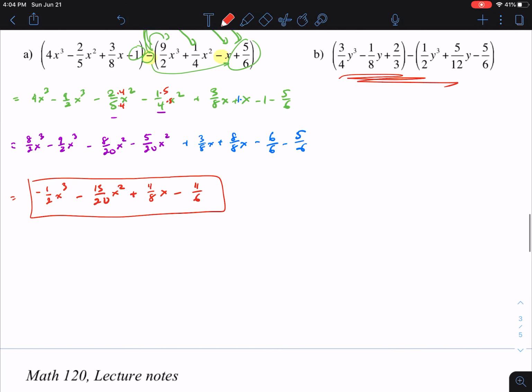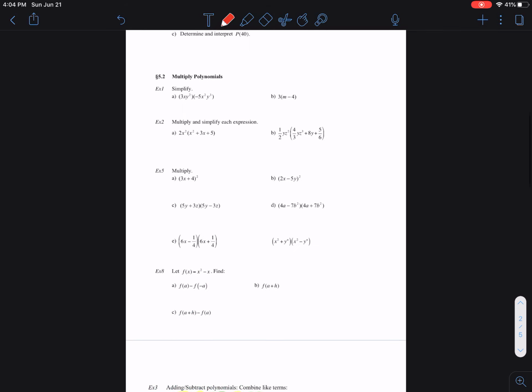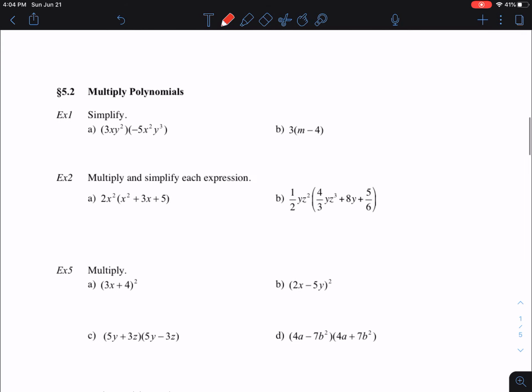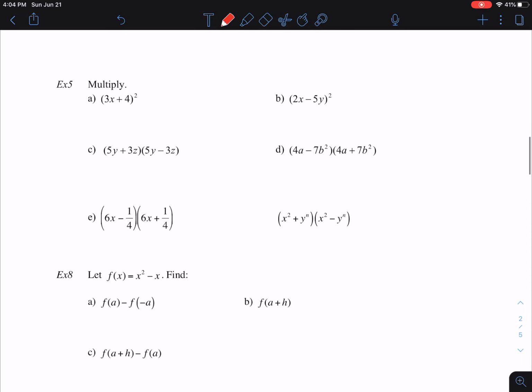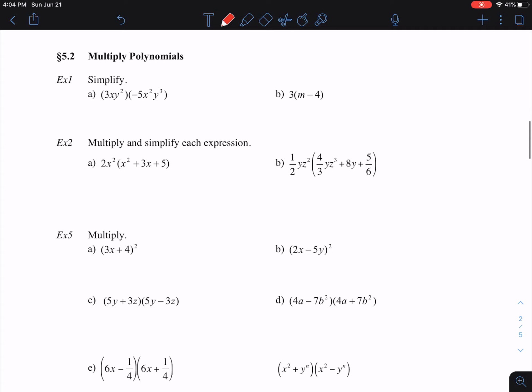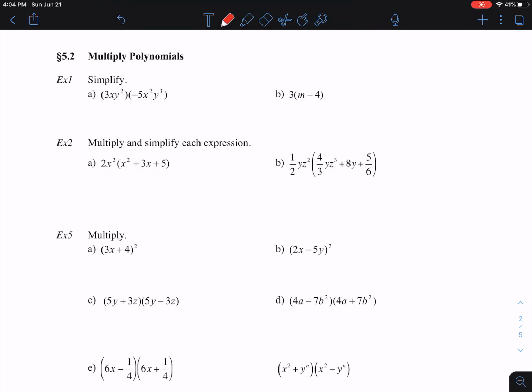Okay. The next thing we're going to do is multiply these polynomials. So I have several examples for us to look at. Right, so these examples are just based on the types of polynomials being multiplied. So the first example we're looking at is monomial times monomial, and then here we have a monomial times a binomial.